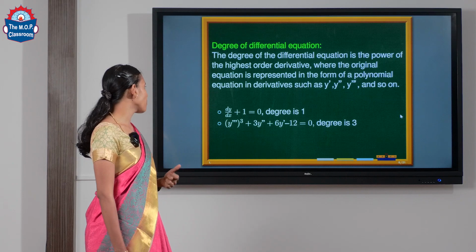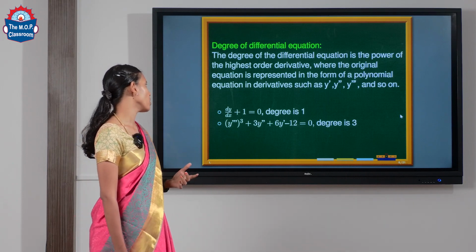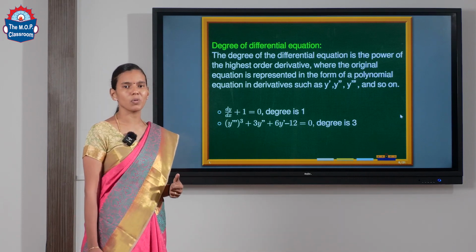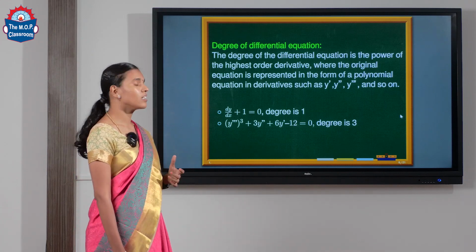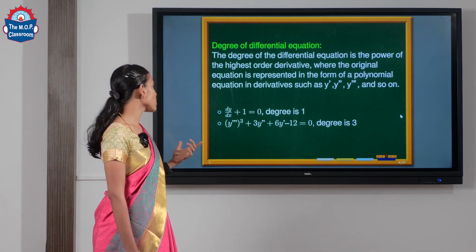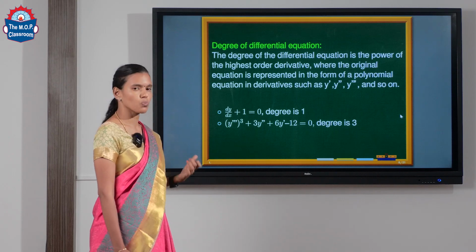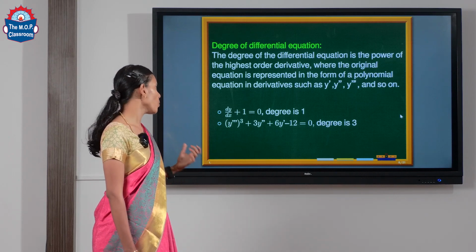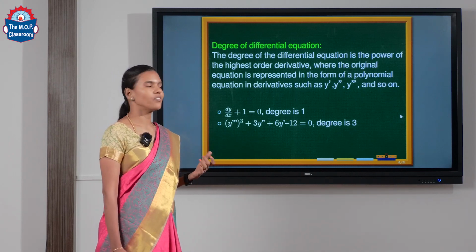So when I take the example of dy by dx plus 1 is equal to 0, the order of this particular equation is 1. We have to check the degree of the highest order. So the highest order for this equation is 1 and the power is also 1. So this equation is of degree 1.